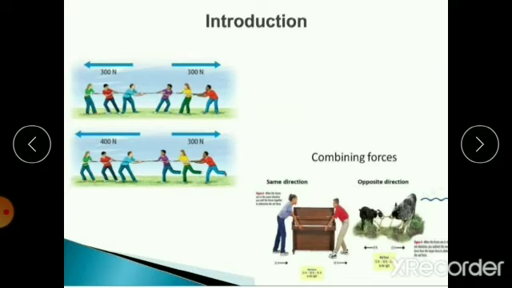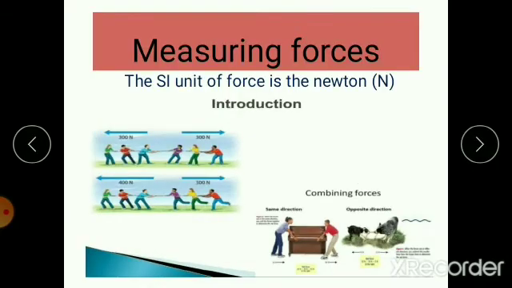Let's see how to find out the resultant force. Now you know, if equal forces are acting in the opposite direction, there will not be any movement. That means the resultant force will be 0. So let us find out how to find this resultant force. When forces are working along the same line and in the same direction, then the resultant force is obtained by adding the individual forces together.